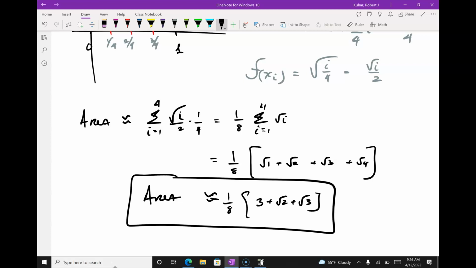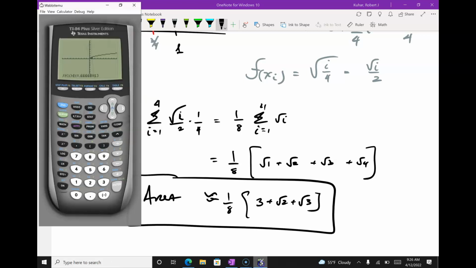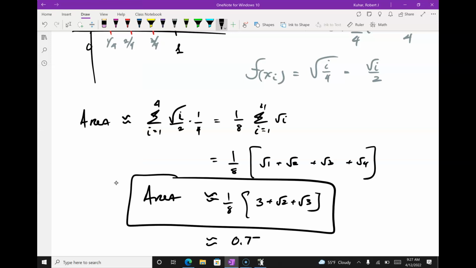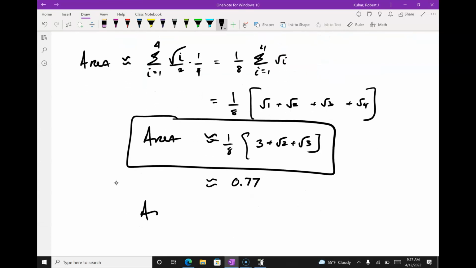And then where's my calculator? Oh, I can do it on the computer here, right? 3 plus rad 2 plus rad 3 divided by 8. So 3 plus square root of 2 plus square root of 3, enter, divided by 8, 0.77. And we know the actual area was what? 2/3, right?